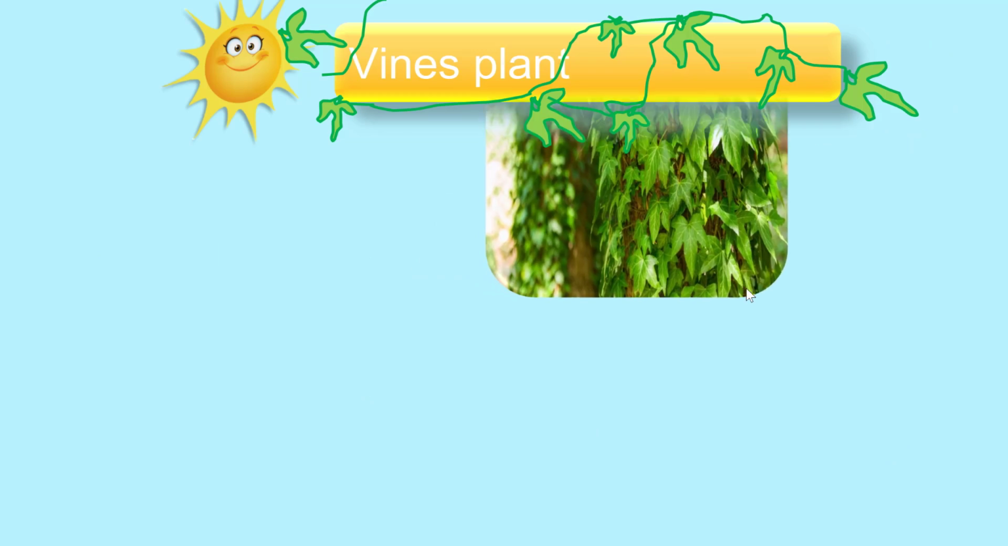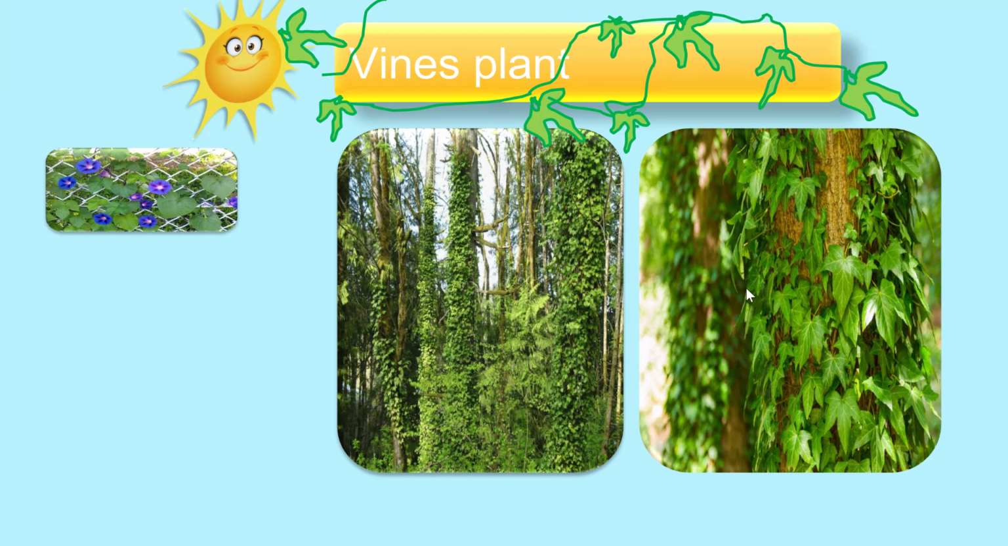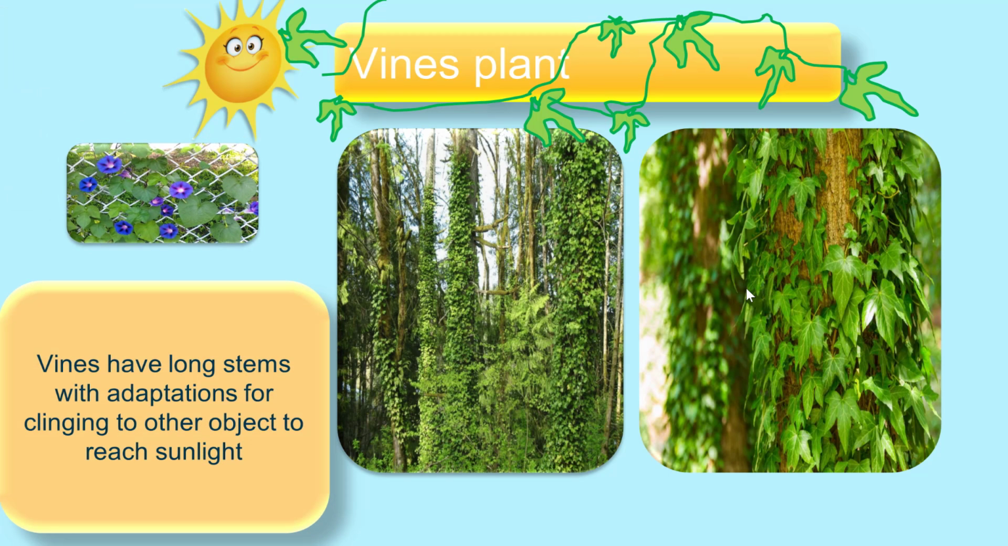Okay, and we have some plants that have a very long stem. They can live in the forest. They cling to other objects to reach sunlight, like the forest plants, like vine plants.